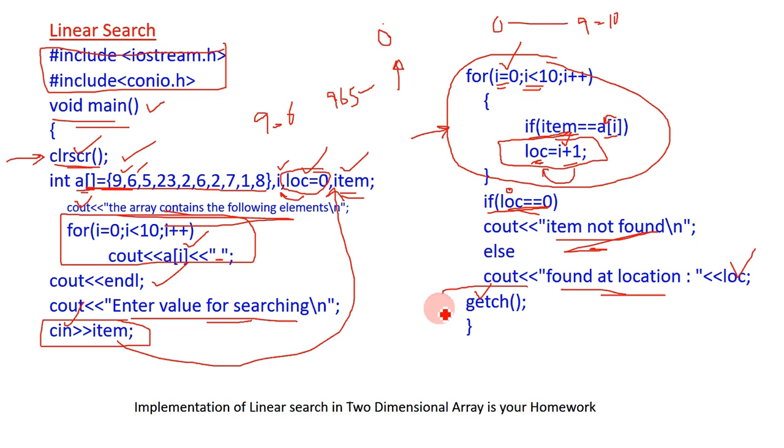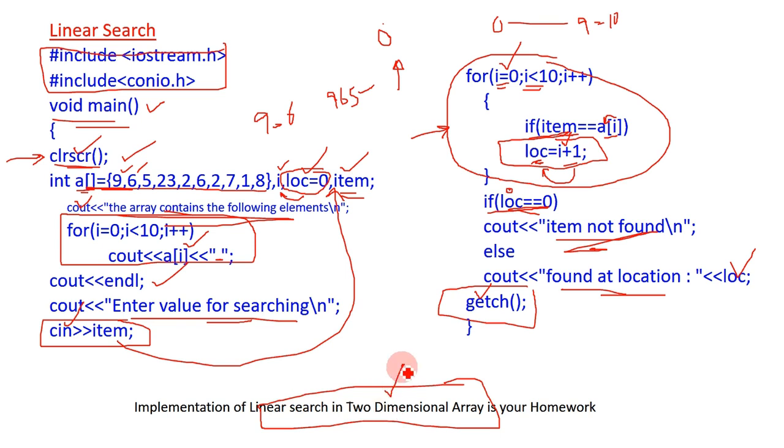And getch, this is the last statement. It means get a character from the user. Okay, this is the implementation. We will see the actual implementation. We will run this program now. The implementation of linear search in a two-dimensional array is your homework. You will do the implementation of linear search in a two-dimensional array by yourself.